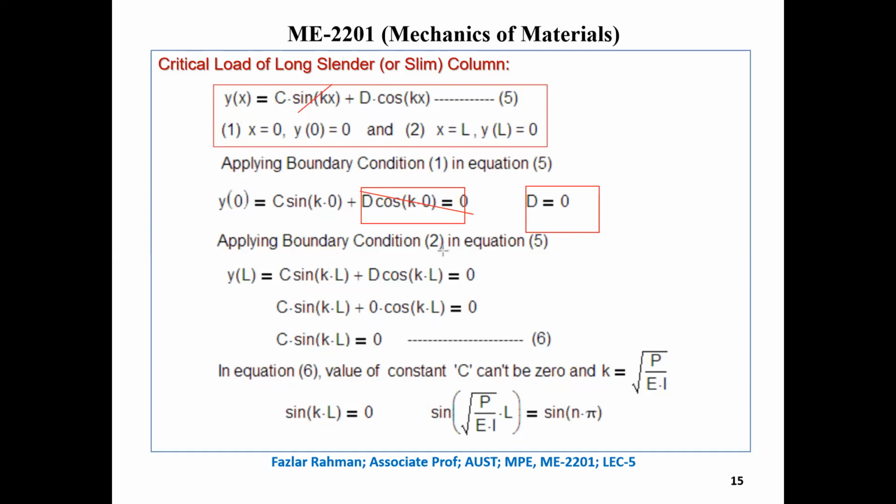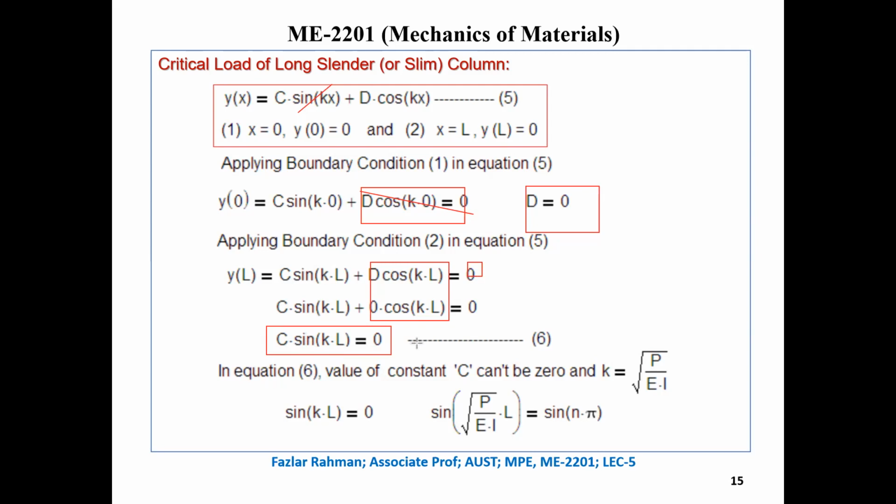Then we put the second boundary condition, x equal to L. So at x equal to L, we put y(L) equal to c sin kL. D we got already as 0, so this term is coming 0. So finally, ultimately, you are getting sin kL equal to 0. Because what is the value of y(L)? At length L, the deflection is 0, y is 0. So that's why we put 0 over here. So that means c sin kL equal to 0.